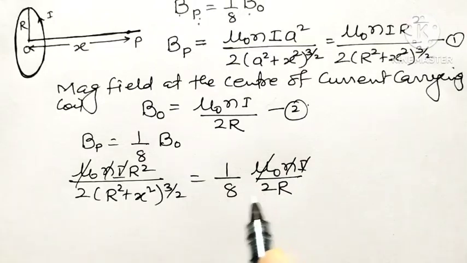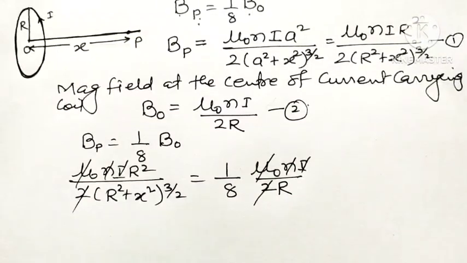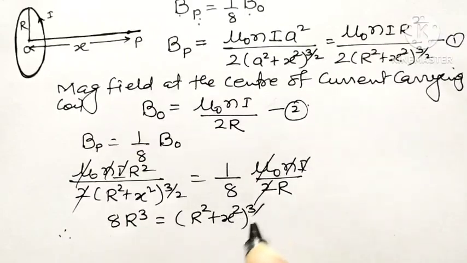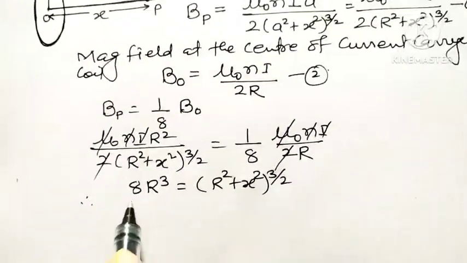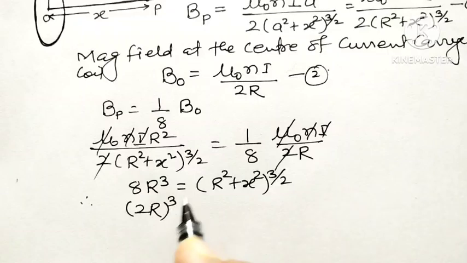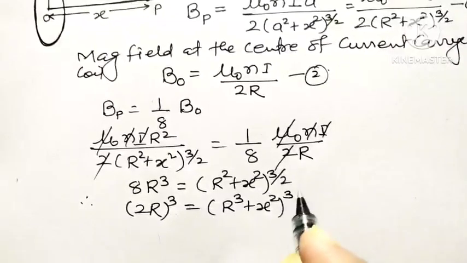Now cross multiply. So what happens? 8 into 2 is 16, or you can cancel this 2 with 2. So we are left with 8 r cube is equal to, take this to this side, (r square plus x square) raised to 3 by 2. Now 8 r cube can be written as (2r) whole cube, because cube of 2 is 8 and r cube. So (2r) cube is equal to (r square plus x square) raised to 3 by 2.